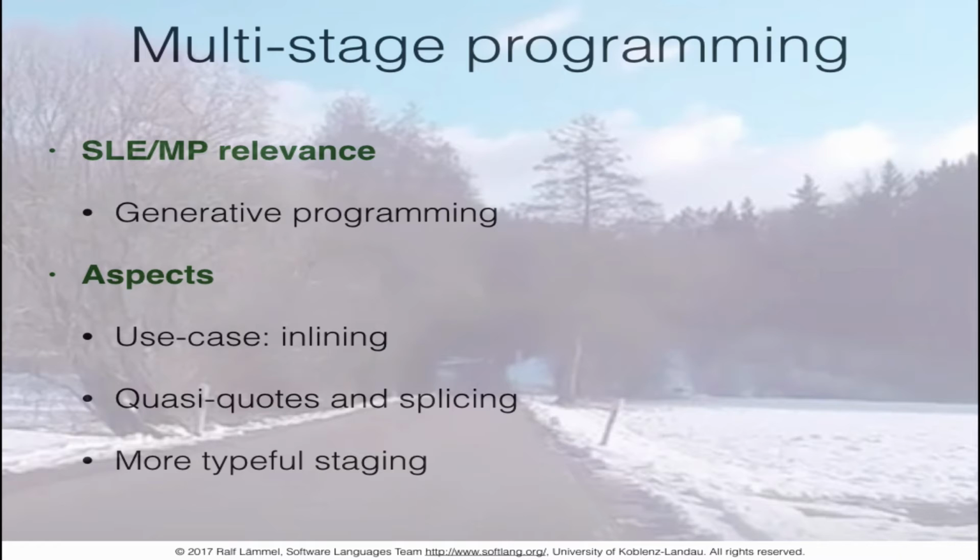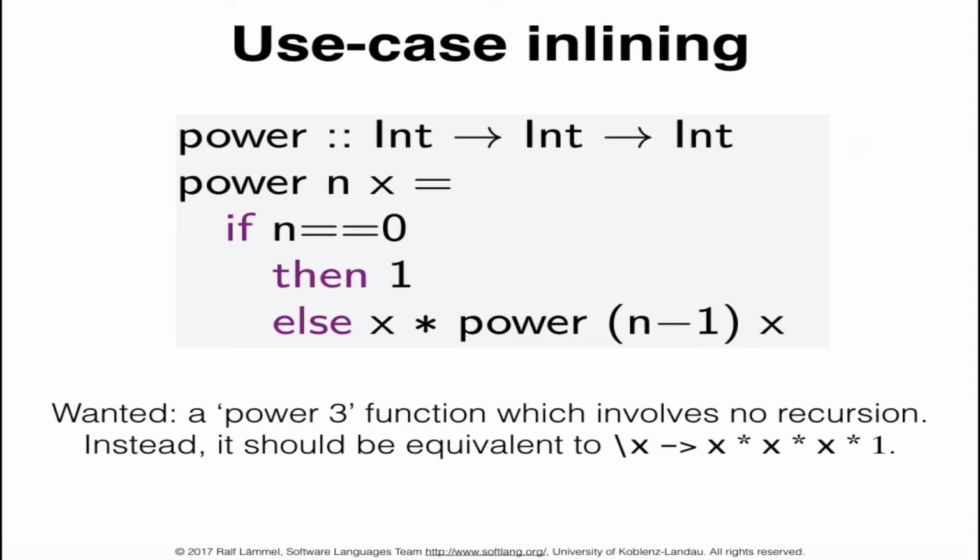So we want to inline to get rid of the overhead of recursion, and we are going to use Haskell's quasi-quotes as provided by Template Haskell, and we also show how this can be less and more typeful. Okay, so this is our simple use case.